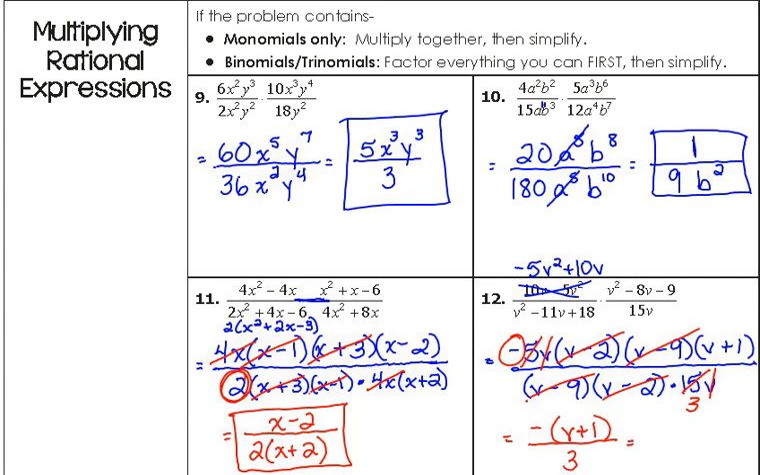Now, you may see it like this. You may see them distribute the negative. Okay, so negative v minus 1 over 3. But either one, I'm good with either answer. Okay, you can leave it in factored form. Just make sure you've got parentheses there. Or you can distribute out the negative, whichever one works for you. As long as you recognize that those are the same thing.